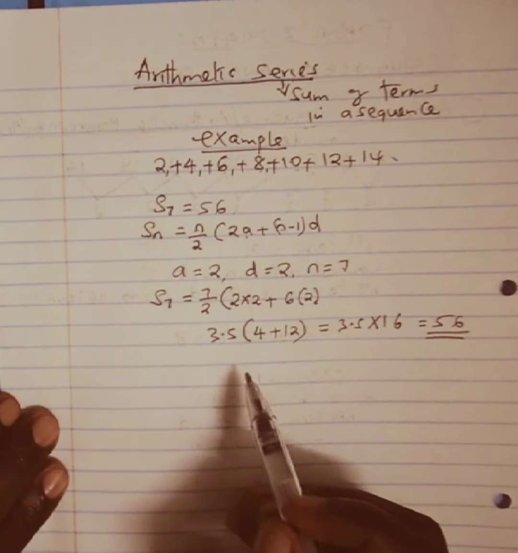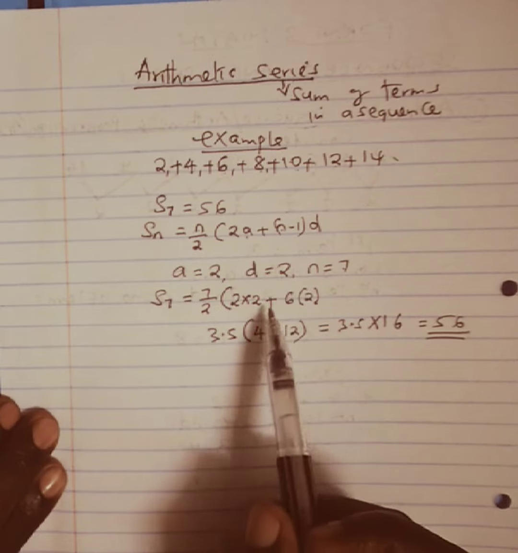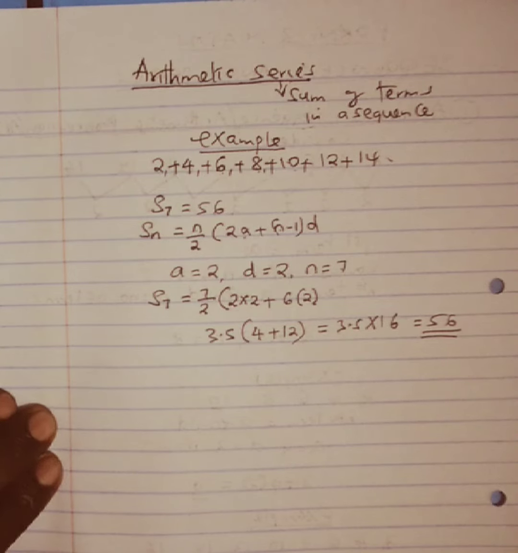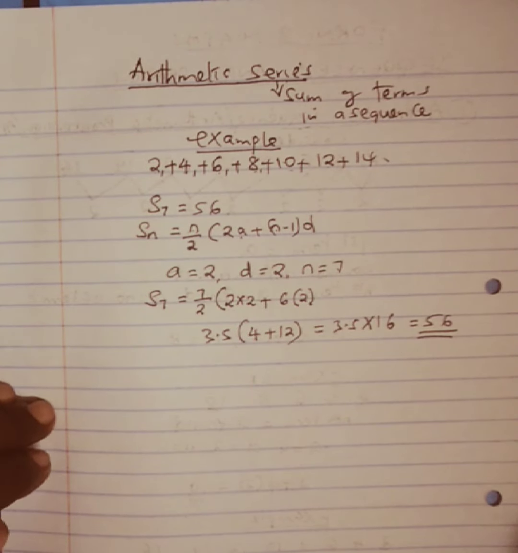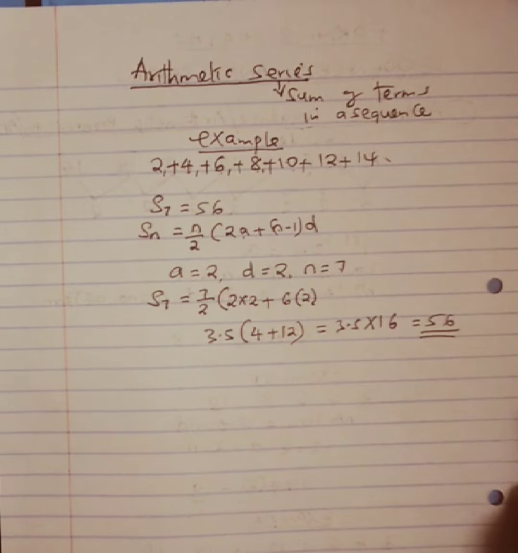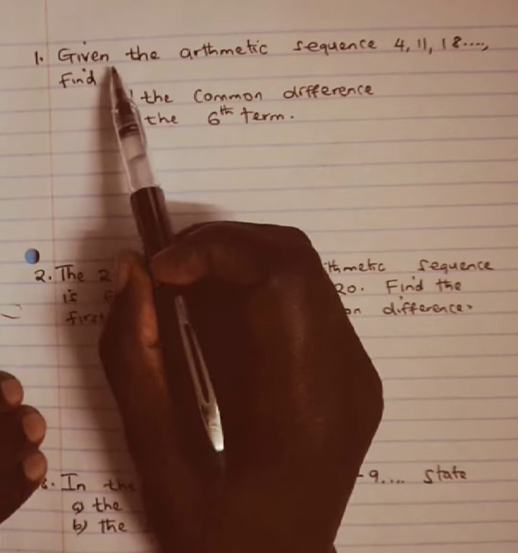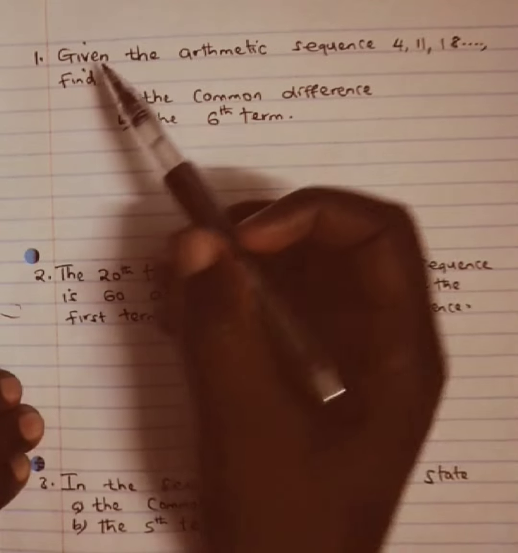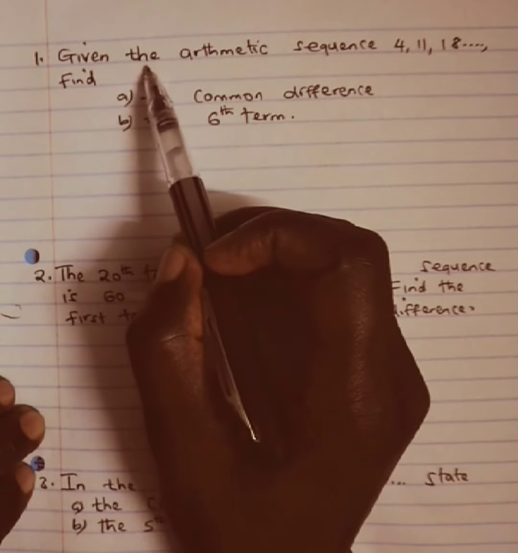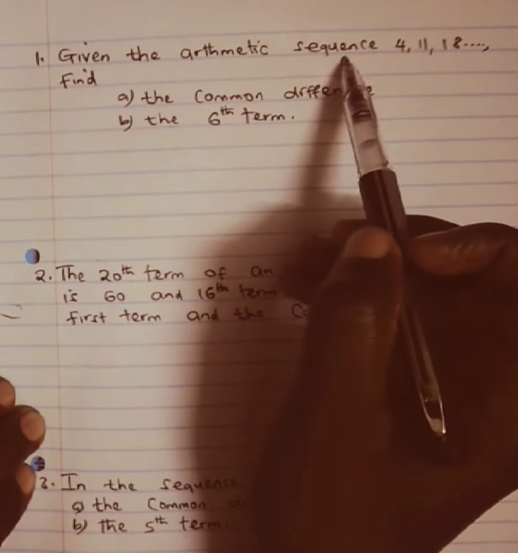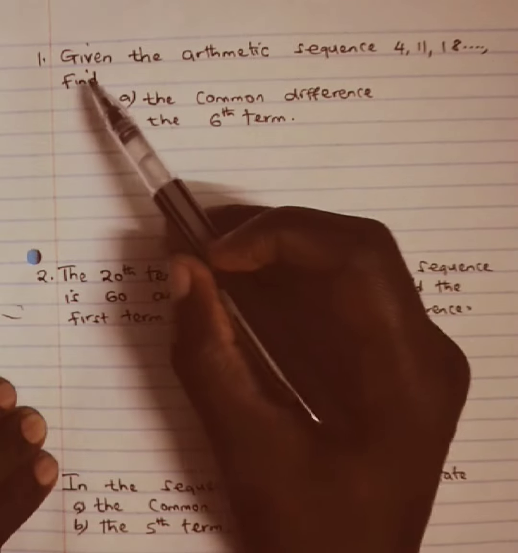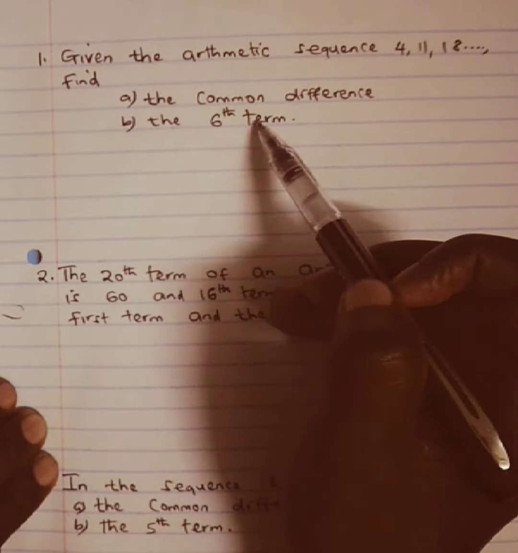So for us to understand how this works, let us take a few questions so that we can understand how these particular questions are done. The first question that we have reads, given the arithmetic sequence, that is 4, 11, 18 onwards, find the common difference and the sixth term.